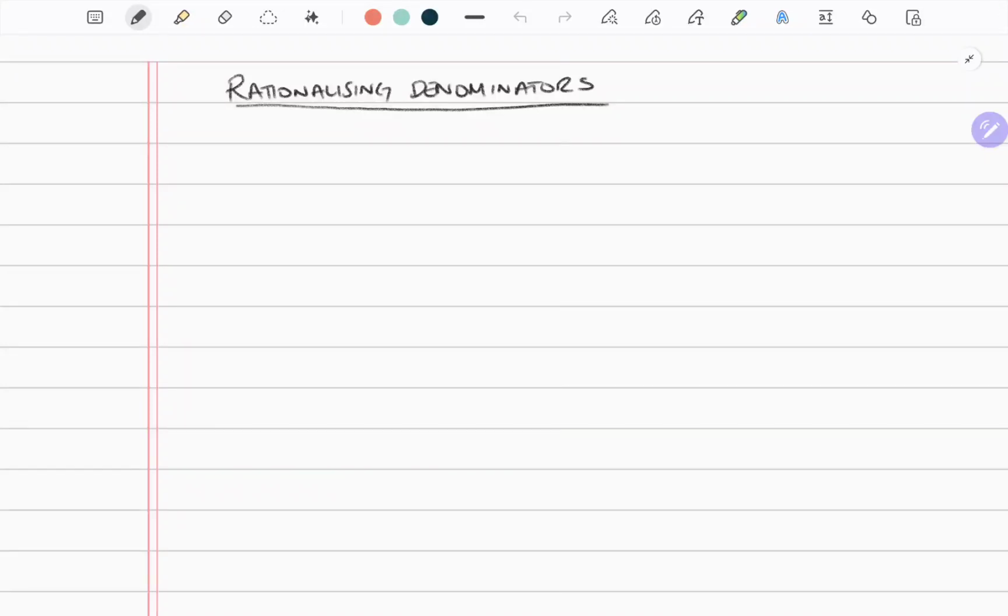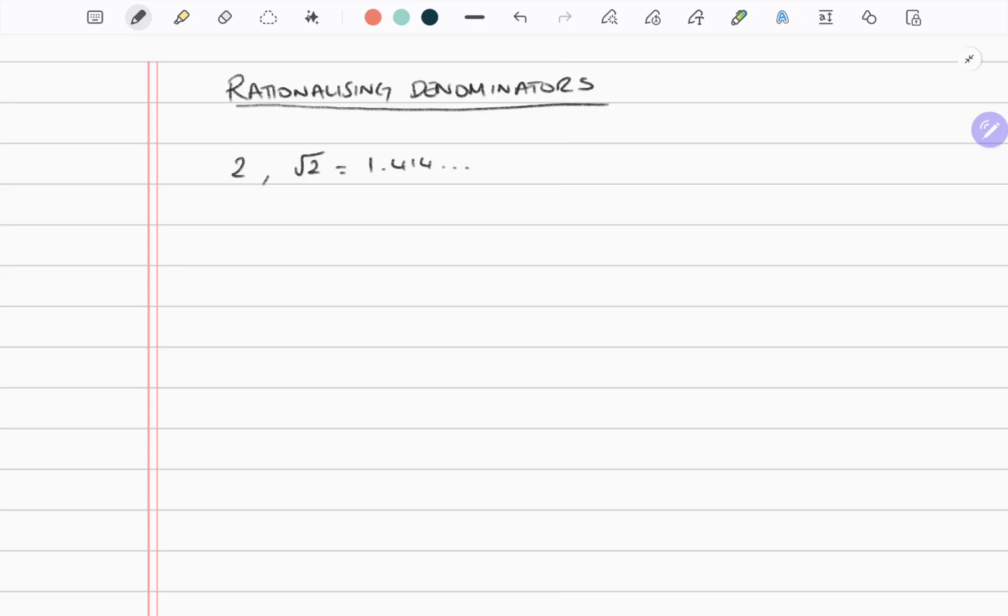Today we'll be looking at how to rationalize denominators. So what do we mean by that firstly? If we had the number 2, this is known as a rational number, it's just an integer. But if we had the square root of 2, this is irrational because that is equal to 1.414 and so on. That keeps going, and that's what makes it irrational.